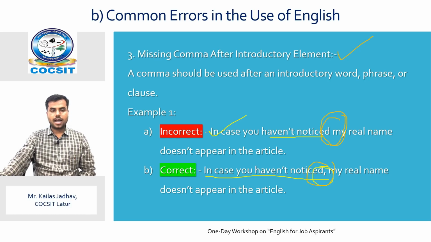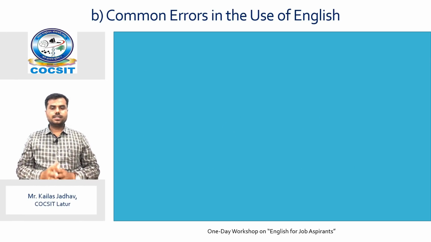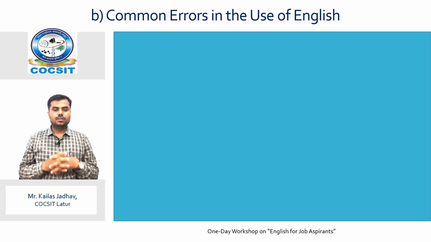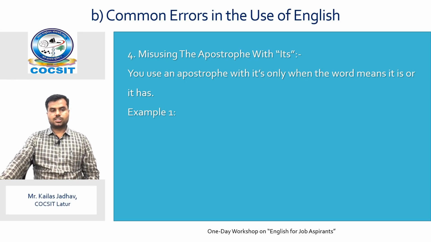So this happens naturally with people. They don't even think of this kind of thing. Now let us have the next type of error. That error is of missing the apostrophe with it's.